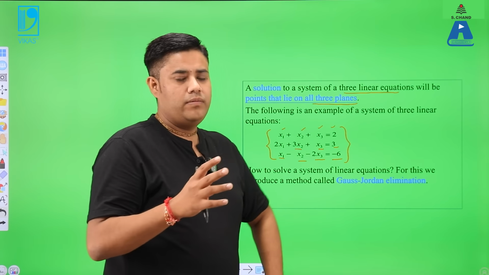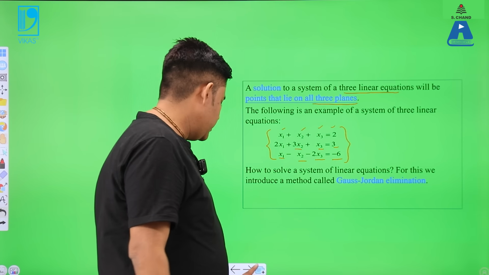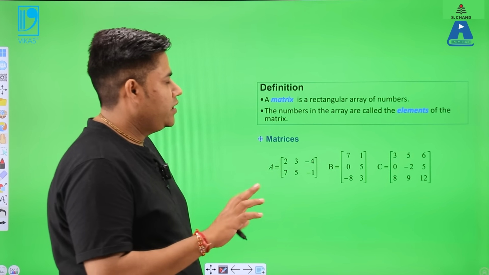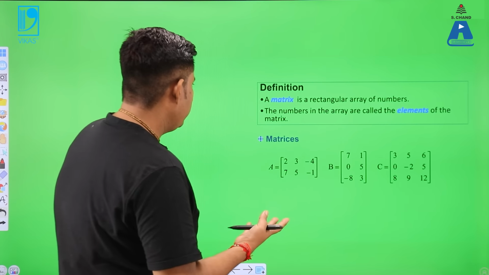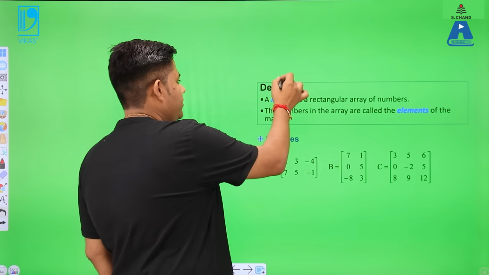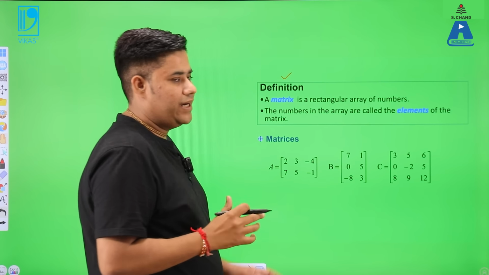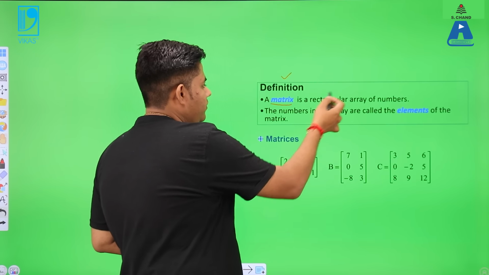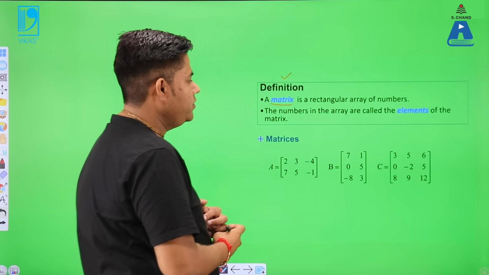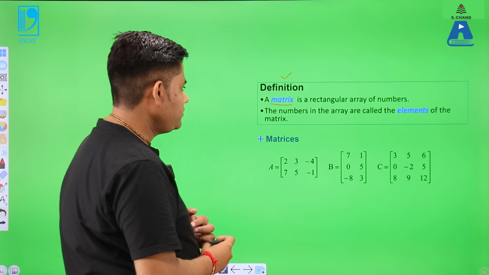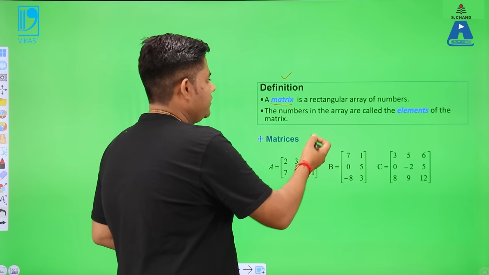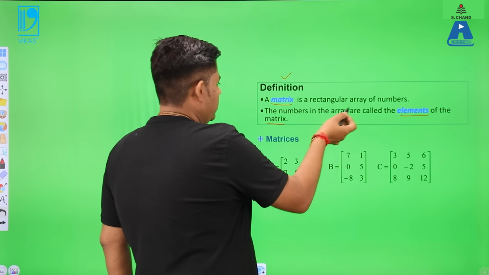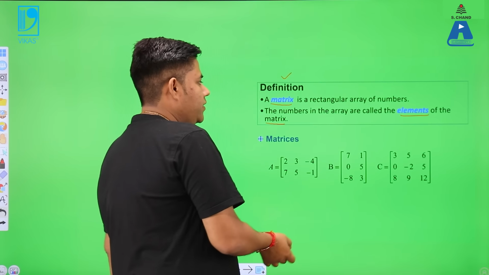So we'll be learning about the method, and you will be looking at the aspect in which both the methods are similar or not. Here you have certain definitions before coming into that matrix incorporation. The first thing is, what is a matrix? A matrix is a rectangular array of numbers, and the numbers in the array are specifically called the elements of the matrix.